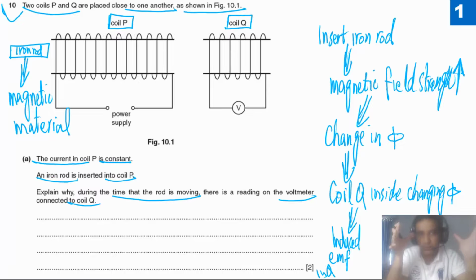So these are the points you need to understand. First of all, when the iron core is inserted, the magnetic field inside coil P keeps on increasing as long as the iron rod is moving. So there will be a change in magnetic flux in coil P, and also a change in magnetic flux in coil Q. As coil Q is placed inside changing magnetic flux, there will be an EMF induced in coil Q. These are the points you need to write down for the answer of this question. This question has 2 marks. Now let me show you the answer, how you can write it down in the proper way.